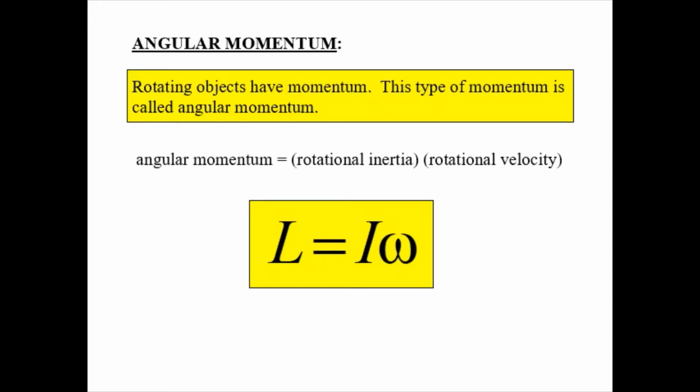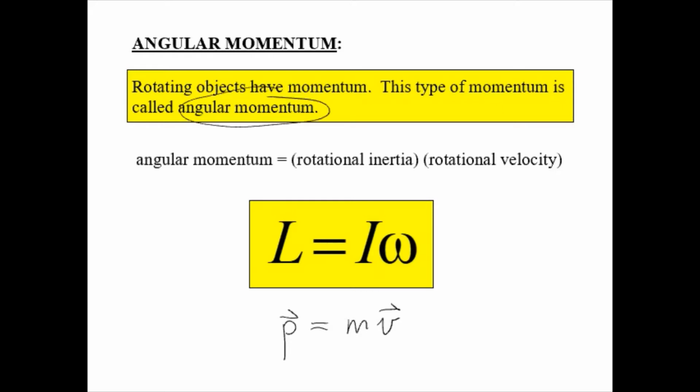Now, earlier in the course, we talked about momentum, and momentum was defined as P, equal to the mass of the object times the velocity of the object. It was a vector, and the direction of P was the same as the direction of V, the velocity. In rotating systems, rotating objects have momentum as well, and this type of momentum is called angular momentum.